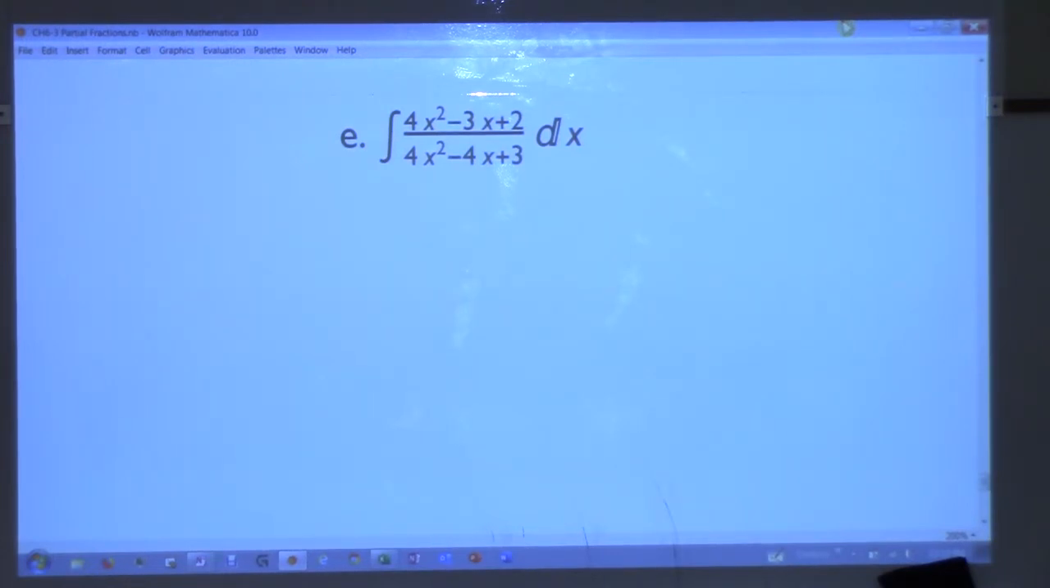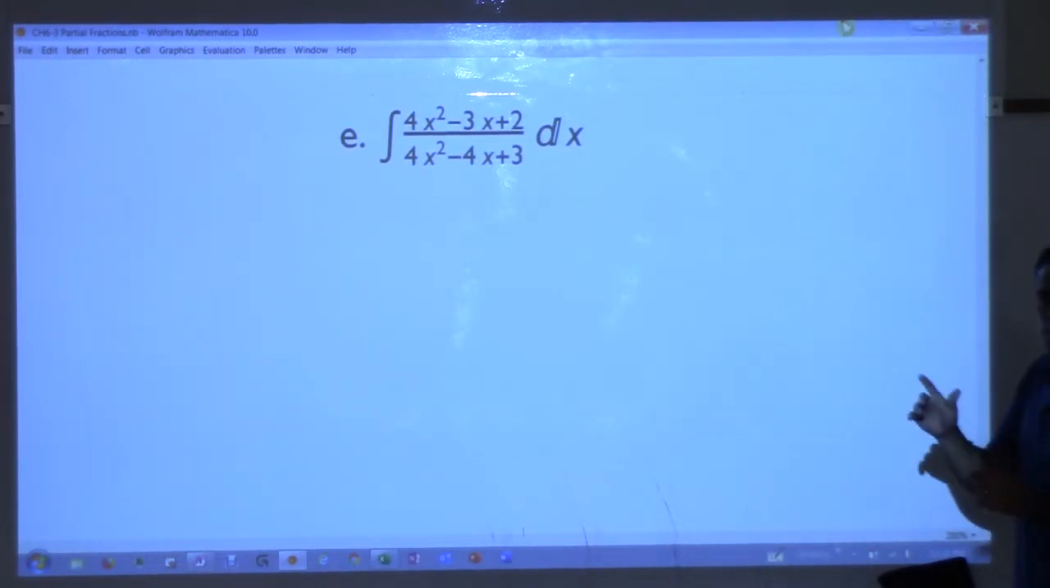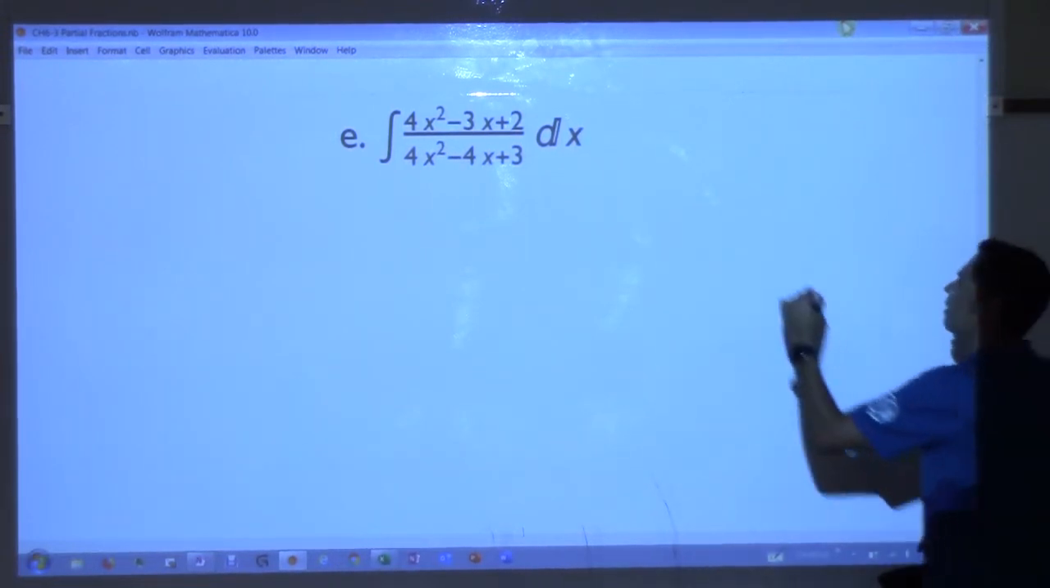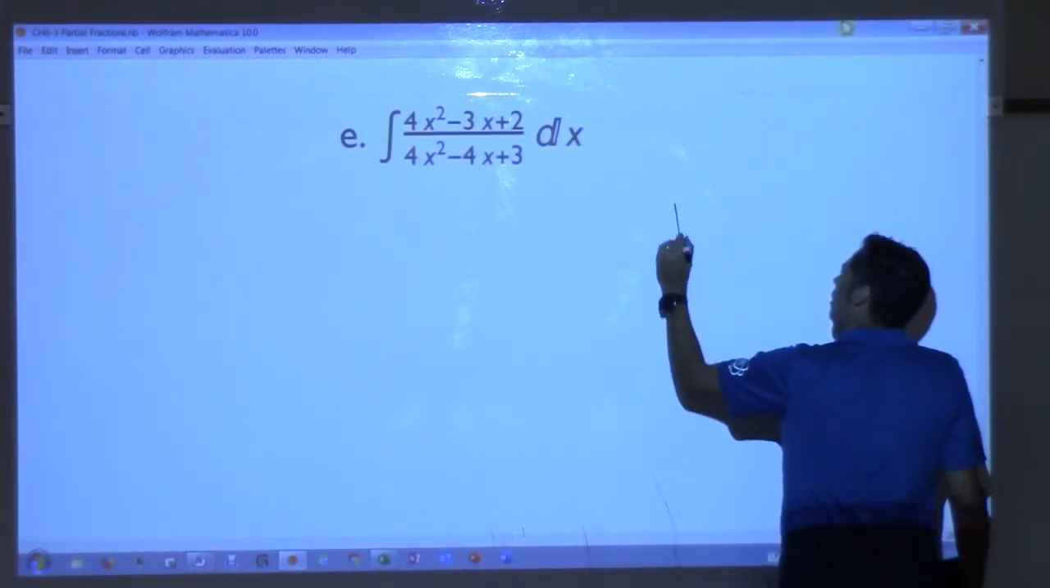Yeah, we need long division, because the numerator and denominator degrees are the same, right? Okay. Let's do it. Long division, that's what I'm being told, yes? We agree? Okay, all right, so we go long division here.